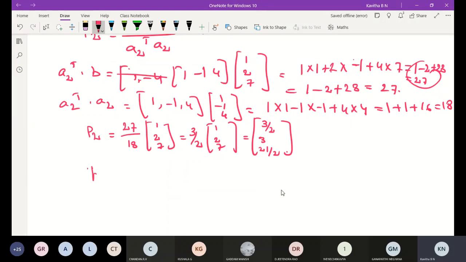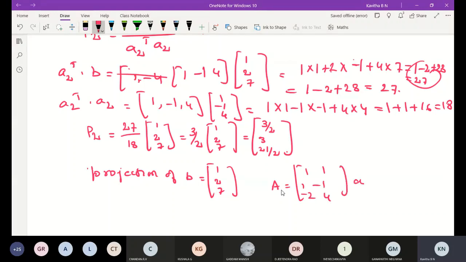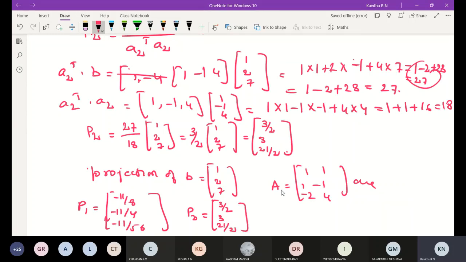Here, the projection of B: B is equal to 1, 2, 7, and A is equal to the matrix with columns 1, 1, minus 2 and 1, minus 1, 4. P1 is minus 11 by 6, minus 11 by 6, minus 77 by 6. Then P2 is equal to 3 by 2, 3, and 21 by 2. This is the required answer.